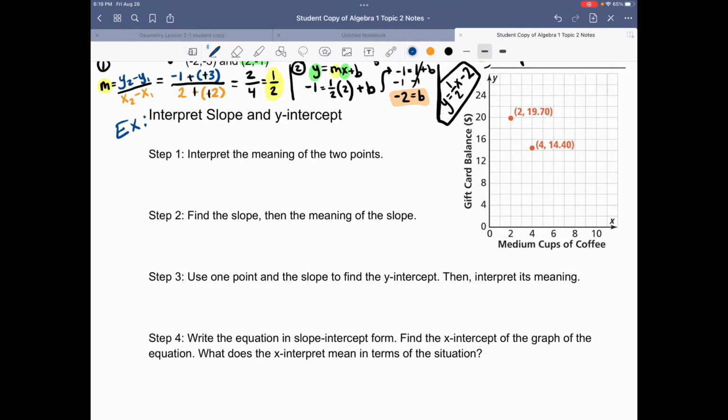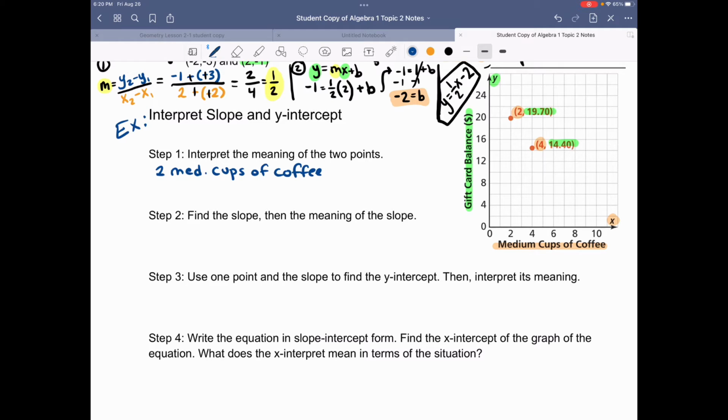If you look at your graph, you have medium cups of coffee on the x, and you have your gift balance in the y. The first number is our x, and the second number is our y. So what does 2, 1970 mean? Well, 2 is the orange number, and that would be 2 medium cups of coffee. And the 1970 is the gift card balance.